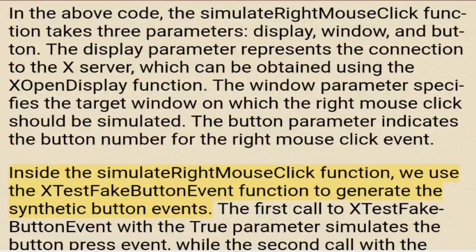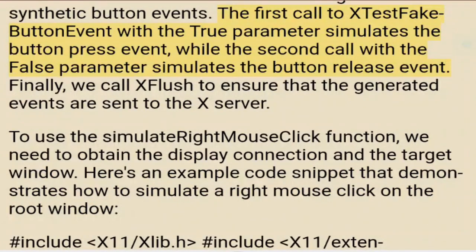Inside the simulate_right_mouse_click function, we use the XTestFakeButtonEvent function to generate the synthetic button events. The first call to XTestFakeButtonEvent with the True parameter simulates the button press event, while the second call with the False parameter simulates the button release event. Finally, we call XFlush to ensure that the generated events are sent to the X server.